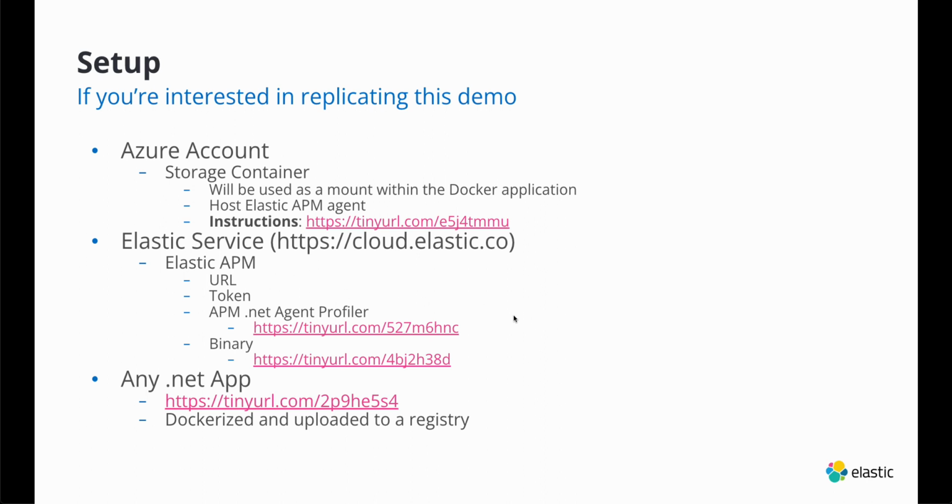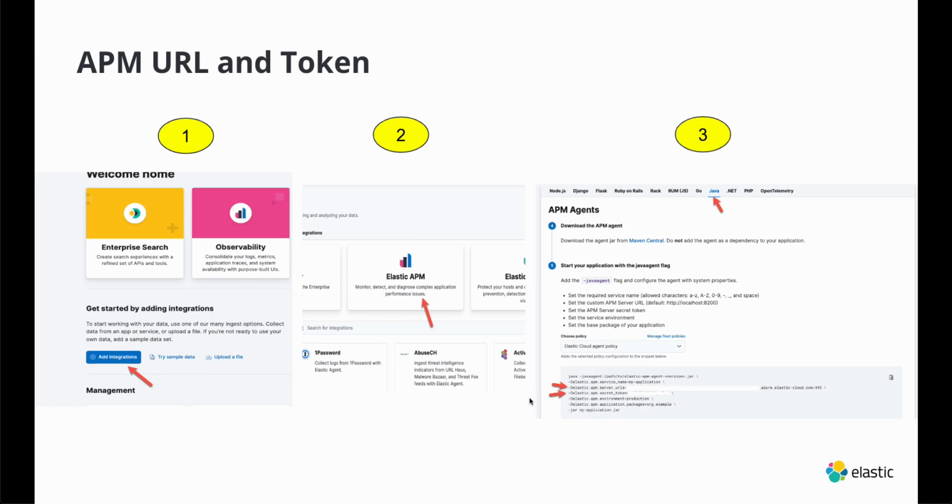You also need, here's the link to the documentation on the APM .NET Agent Profiler. And then if you just want to go to the binary and download it itself, there's the link right there. And then you can containerize any .NET application. The one I'm using, here's a tiny URL for that. I basically Dockerized it and uploaded it to my own registry, coincidentally in Azure as well.